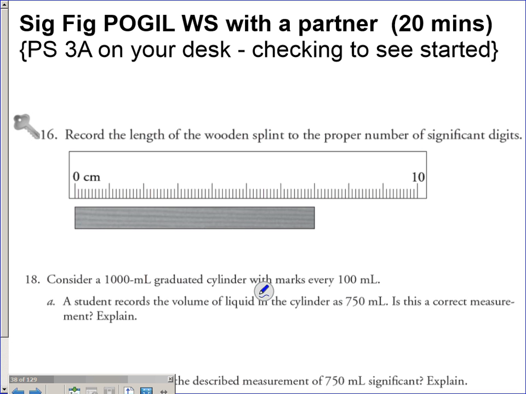Start on question 1, and then you'll probably get through question 10. Question 1 through 10 right now.